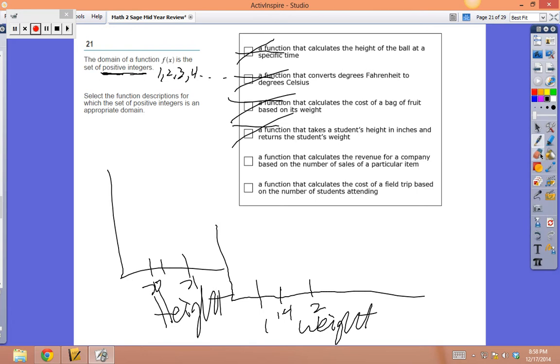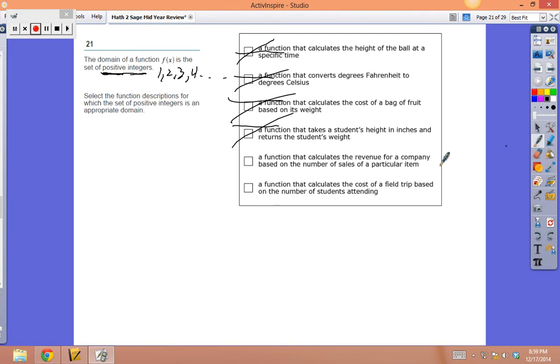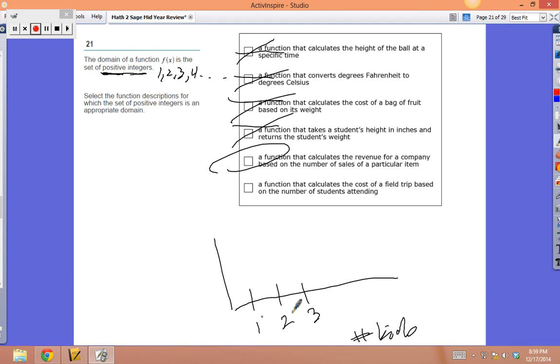So we got to the bottom 2. The bottom 2 are legit, and that is it. So the bottom 2, you got a function that calculates revenue based on the number of sales of a particular item. So let's say you're selling vacuums. You can sell 1 vacuum, and you can sell 2 vacuums, and you can sell 3 vacuums, but you cannot sell 1.5 vacuums. So that one makes sense. The cost of a field trip based on the number of kids. So this is the same. This is the number of kids. You can have 1 kid, 2 kids, 3 kids. You cannot have 3.4 kids. So that one works.